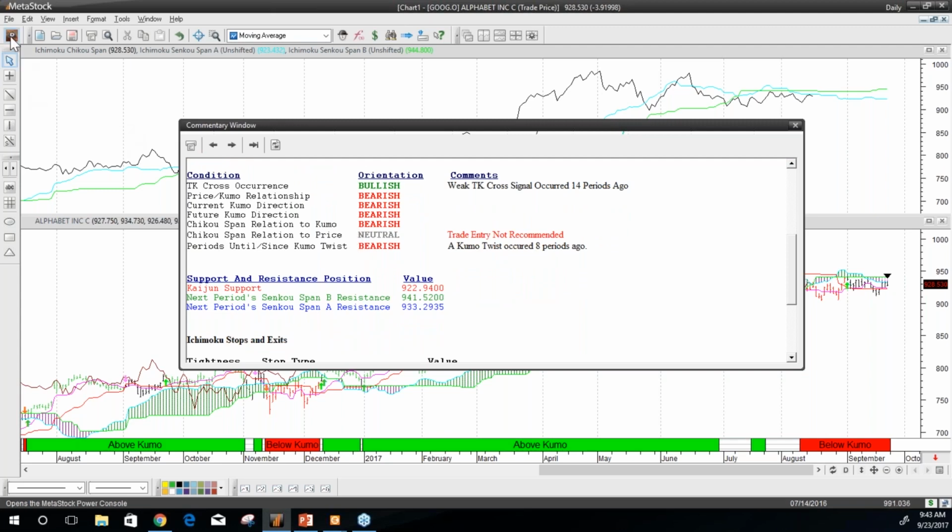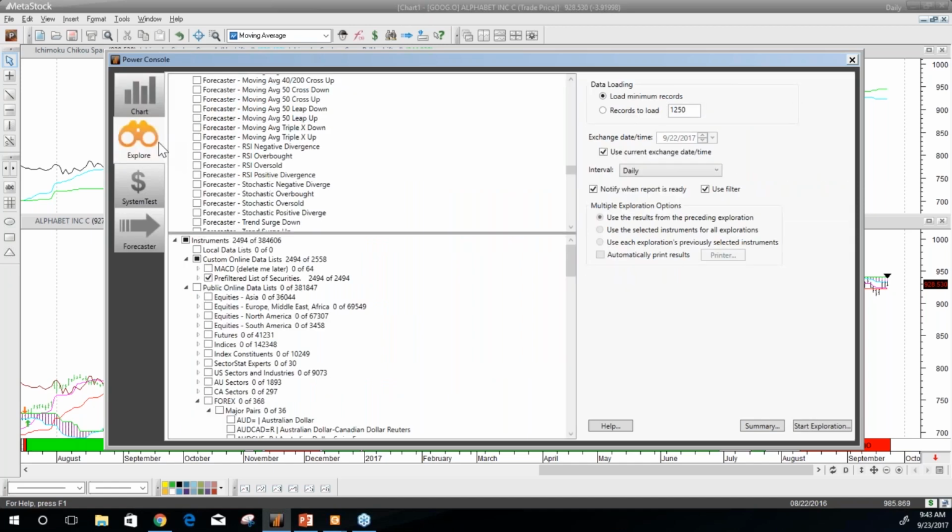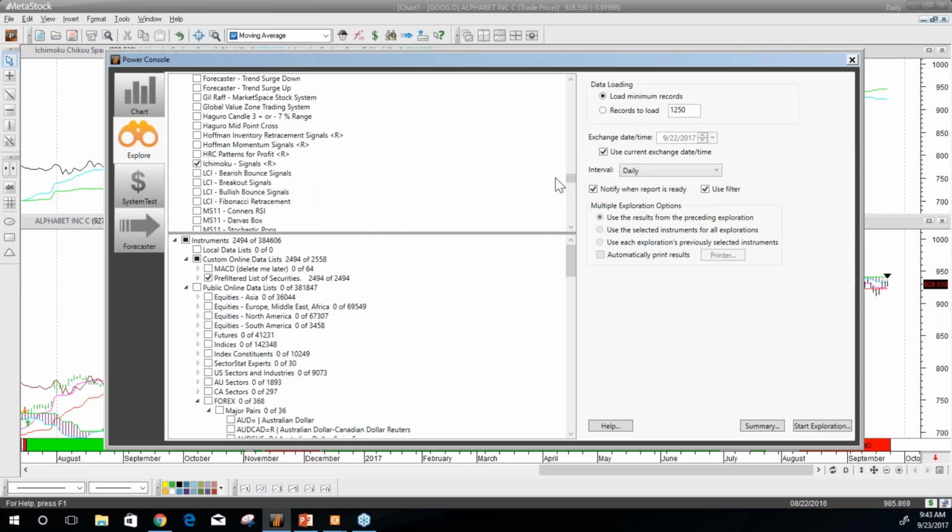All right. So with MetaStock, obviously, you're going to come into the Power Console anytime you want to run a scan, and you can literally scan against anything that you want. In this particular case, I've already run the scan. It's the Ichimoku signal scan. And I've just run it through a pre-filtered list of optionable securities that I put together. But you can run this against anything that you want.